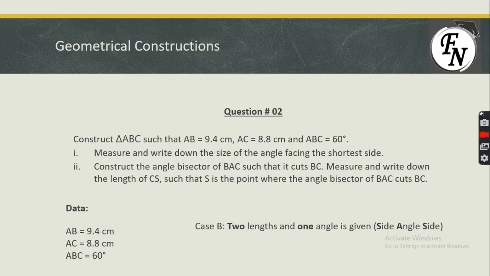So this is case B, which is side angle side. I have explained earlier what case A and case C are. Now here we are with case B. I have written the data: AB is 9.4 centimeter, AC is 8.8 centimeter, and angle ABC is 60 degrees. So first of all, let's construct this.